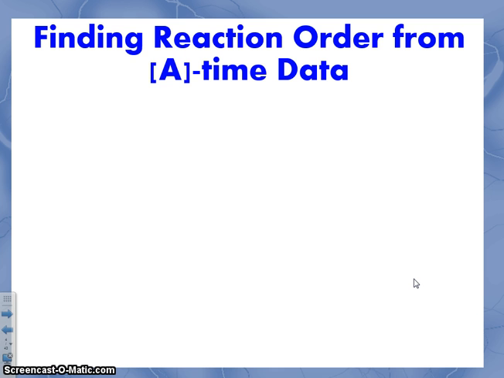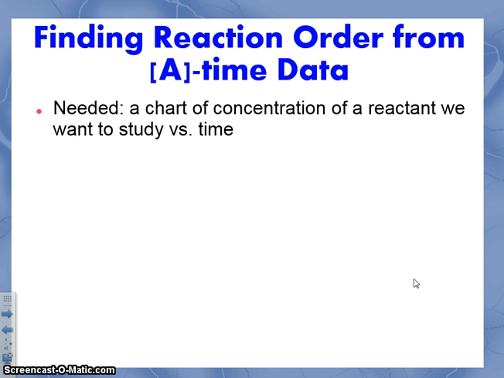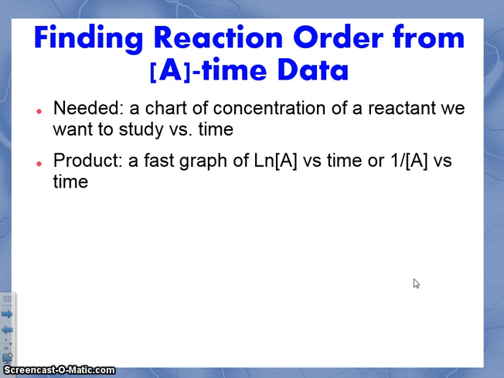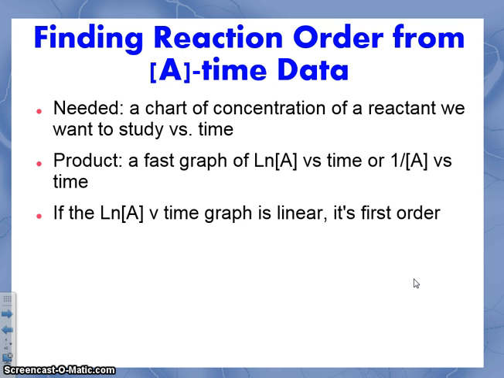Now, how to find reaction order from concentration versus time data. What we need is a chart of the concentration of a reactant that we are studying as a function of time. The product would be a graph of the natural log of the concentration of the reactant versus time, or the reciprocal of the concentration of the reactant versus time. That's what we need to see in order to determine what reaction order we're working with.